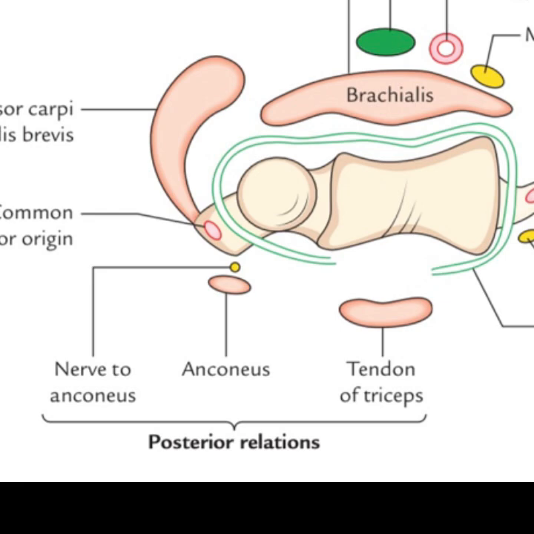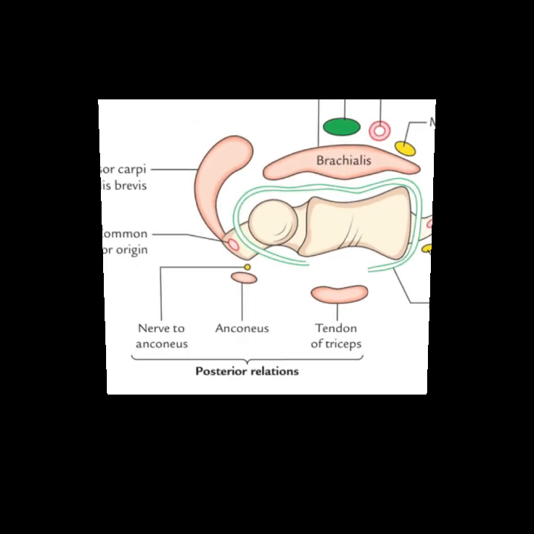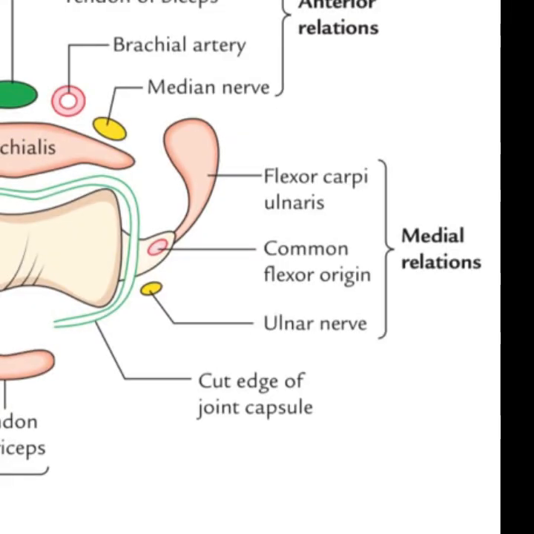So the anterior relation is MBBB: median nerve, brachial artery, brachialis muscle, biceps tendon. While posterior is the triceps tendon and the anconeus. So in the medial now, what can you see there? You are seeing all these write-ups on your screen. Are you getting it now? Most of them have been taught in my other playlist video, so you can go back there and watch them. So you get it now.